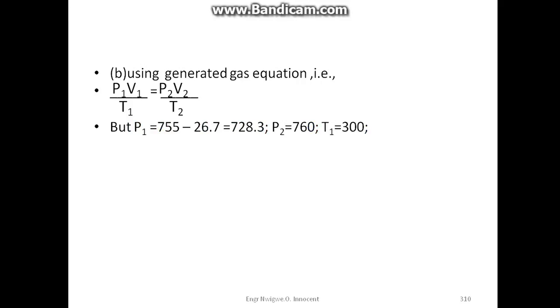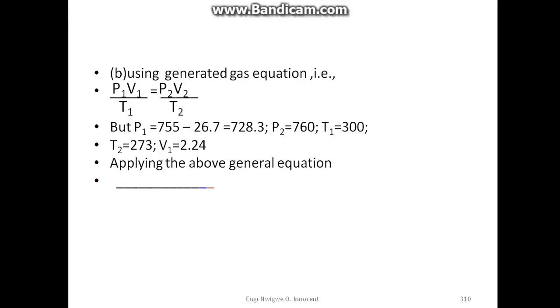Using the general gas equation, that is P1V1 over T1 equals P2V2 over T2. But P1 is equal to 755 minus 26.7, which gives 728.3. P2 is equal to 760. T1 is 300. T2 is 273. V1 is 2.24.